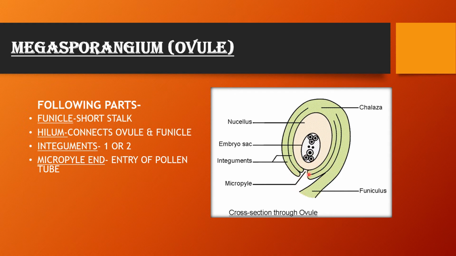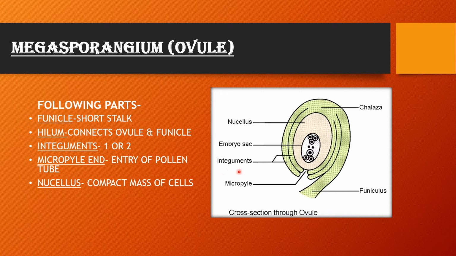Here you can see that the integuments are absent at this region just for the entrance of pollen tube. So that region is called micropylar end, and in the further lecture you will see what the importance of this micropylar end is, because the cells just nearby this micropylar end will grow into a new embryo sac.